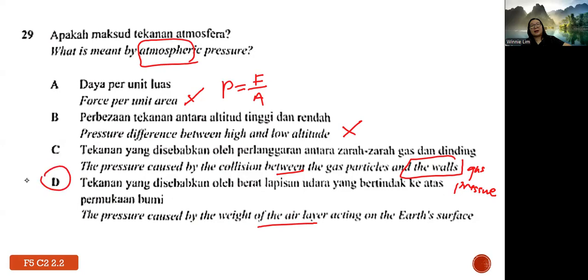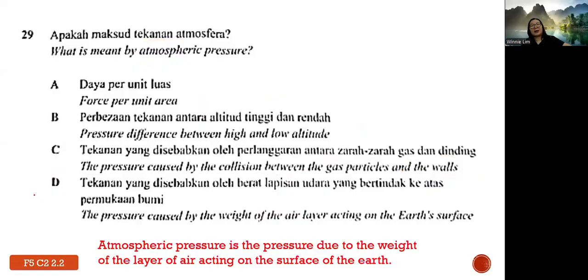I always tell students, generally atmospheric pressure is acting on you and me and everything. It's just that we won't find the difference unless we experience a difference in height. For example, if you go to Genting Highlands or you are in a plane, then you may slightly feel the differences, or even if you go to the deep sea. So for information, the definition of atmospheric pressure is the pressure due to the weight of the layer of air acting on the surface of the Earth.